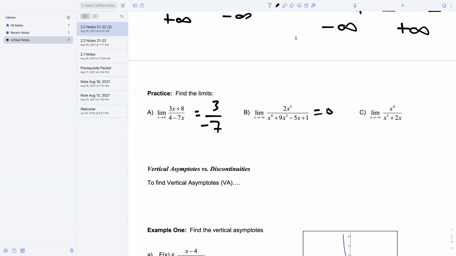The numerator has to be positive because it's raised to the 4th power, which is even. And the denominator has to be negative because I'm plugging in negative numbers and it's raised to the 3rd power. Therefore, this will be negative infinity.